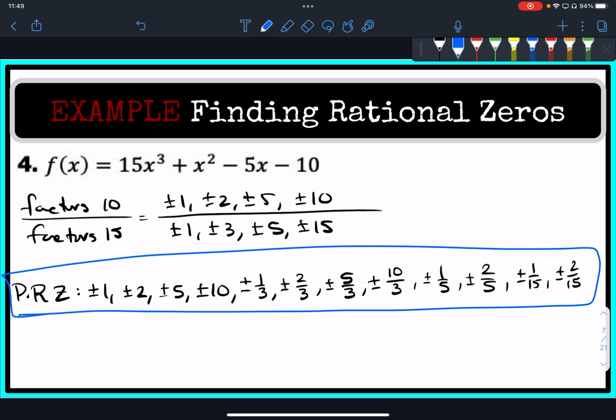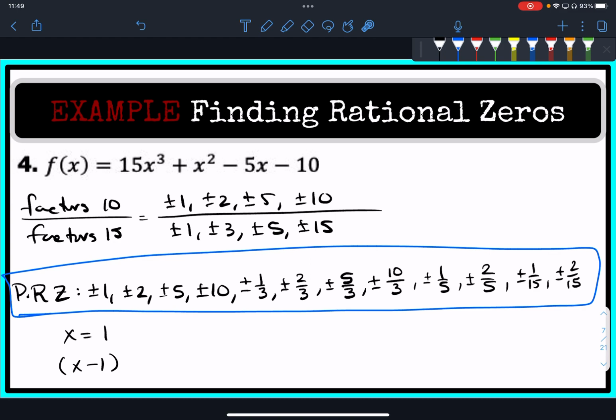Now, the way that we use this is that we use this list again to test possible solutions. Since this is a list of possible solutions, we test them again using our factor theorem to determine if those things are possible factors. For example, if x equals 1 is a zero, then that means that x minus 1 will be a factor. So we would use the factor theorem to test these values and see if they happen to be factors of this polynomial, breaking it down to a quadratic factor, which we can then factor using a different technique.